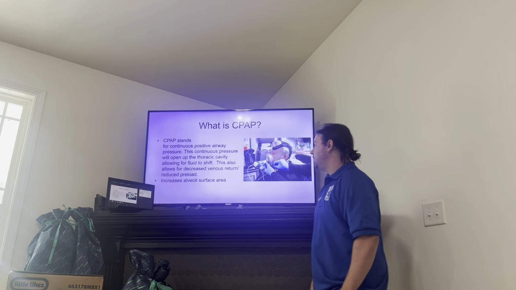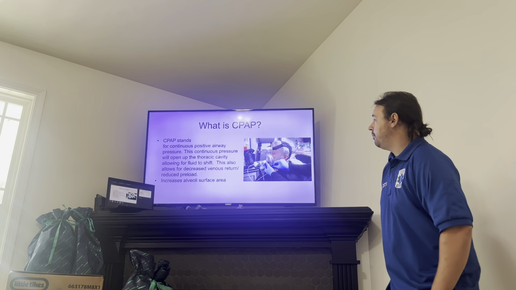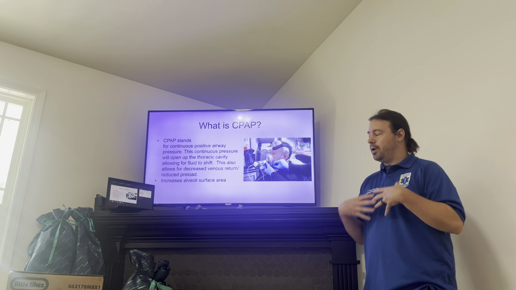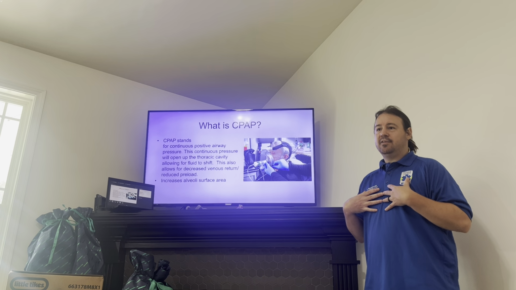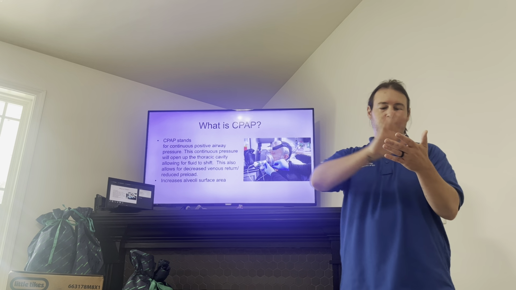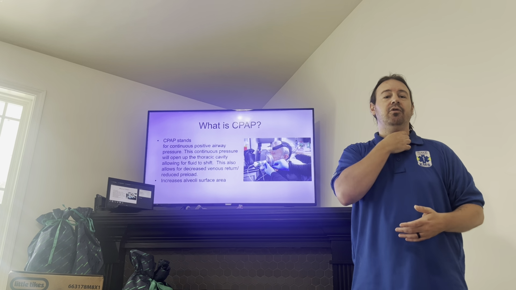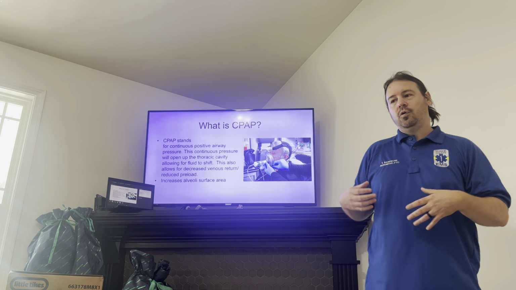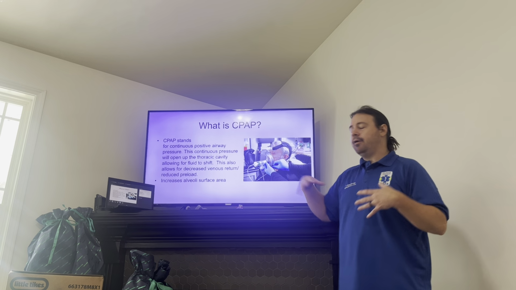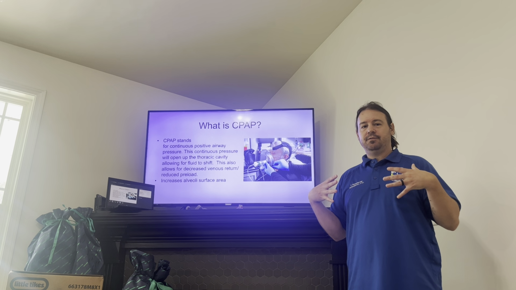What is CPAP, right? CPAP stands for continuous positive airway pressure. This continuous pressure will open up the thoracic cavity, allowing for fluid to shift. So basically, it's somebody pushing air into your mouth, into your airway, keeping your thoracic cavity open, okay? And so when you're doing that, you're allowing more space for the fluid to shift, okay?